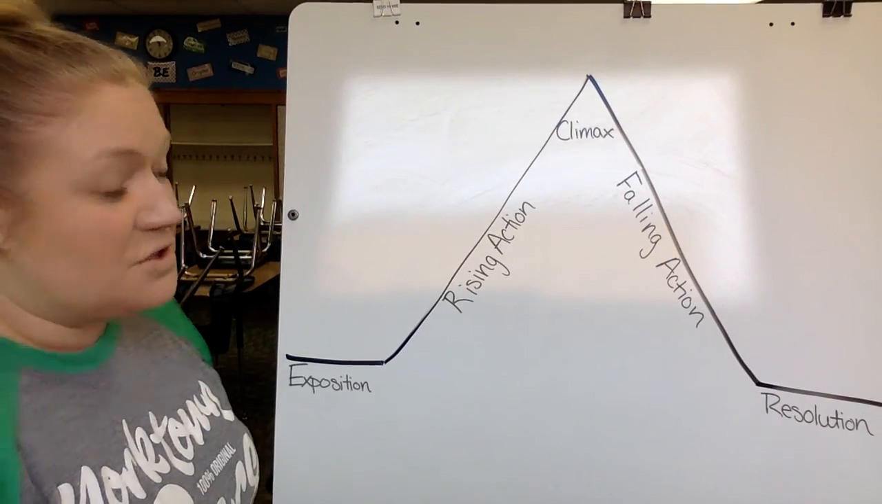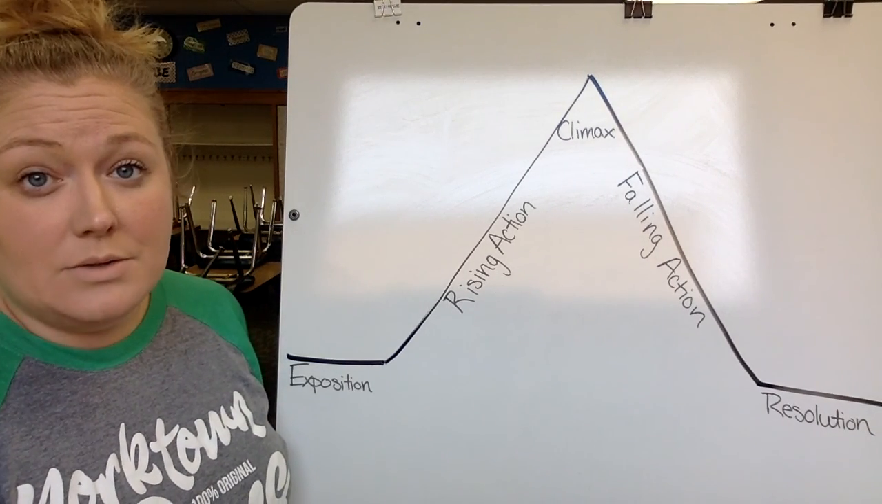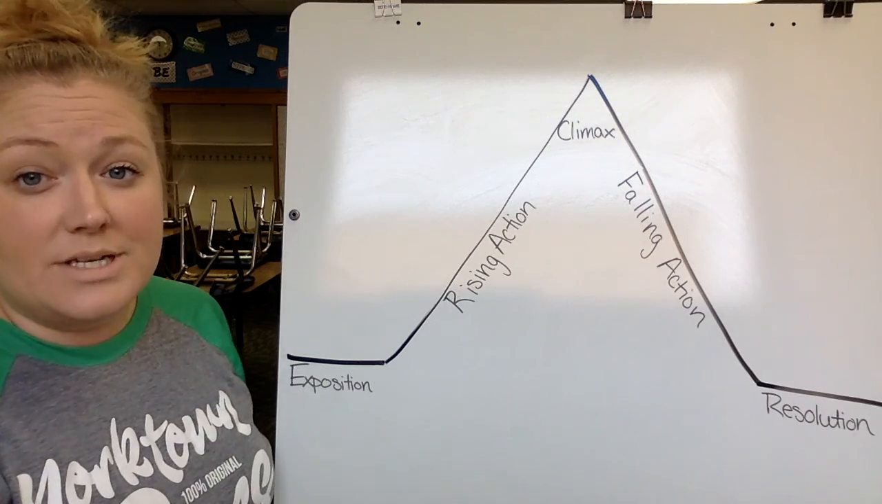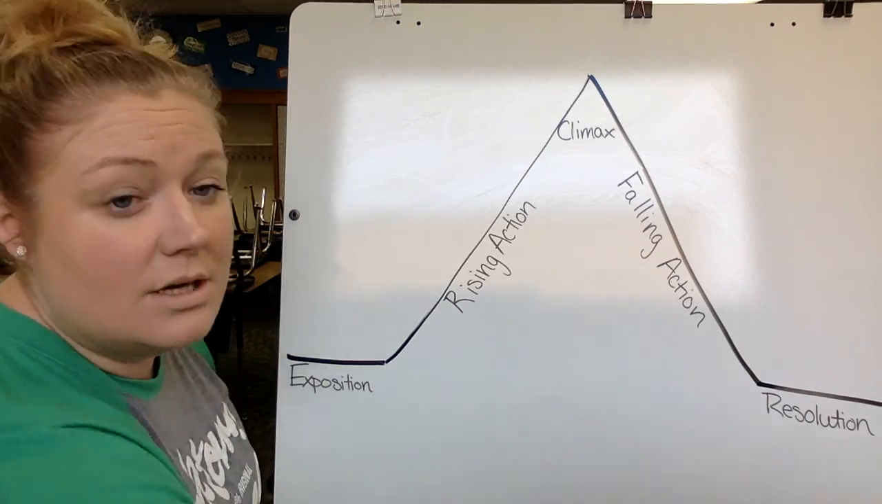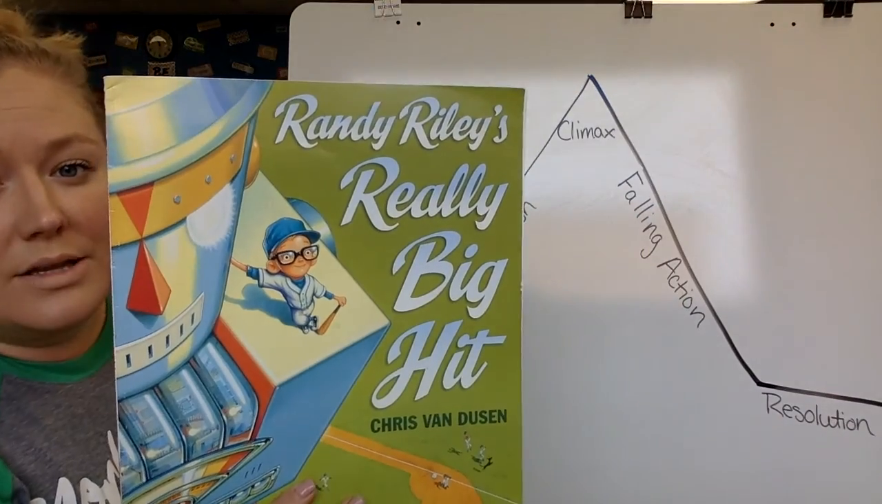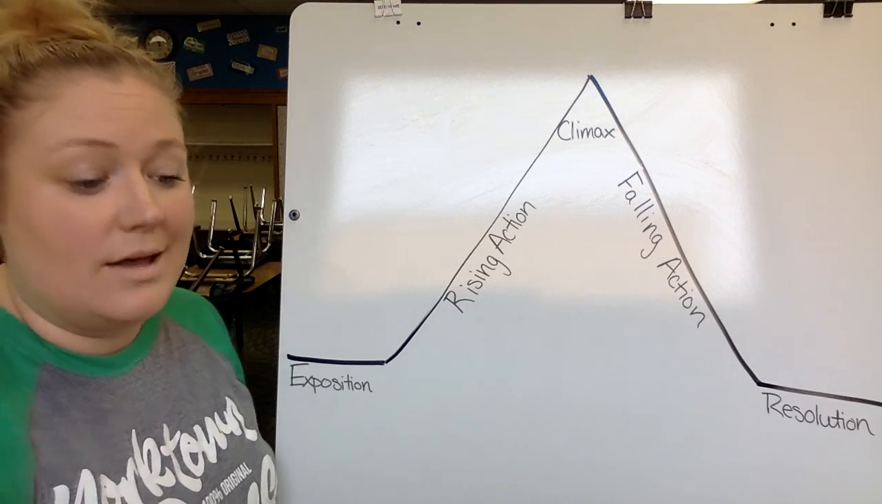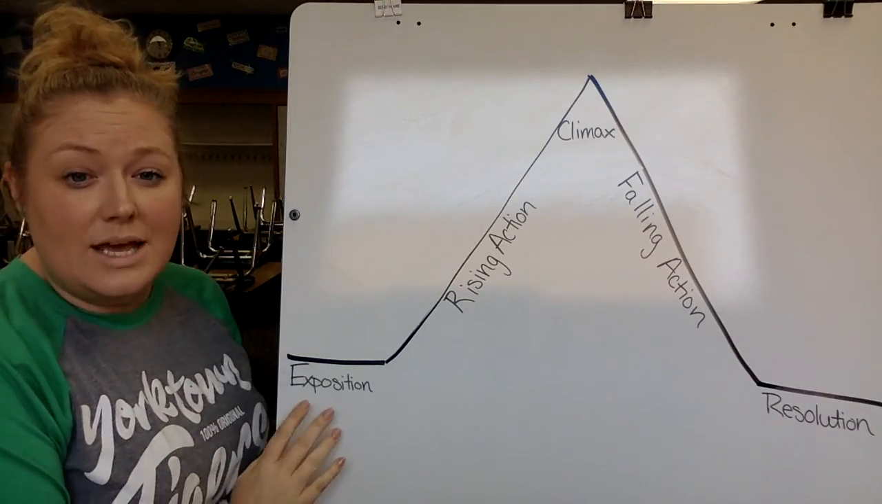So you just learned a little bit about the elements of plot, and we've discussed each one. We're going to discuss them a little bit more, and then we're going to read one of my favorite books, Randy Riley's Really Big Hit, and then we're going to see if we can find these different pieces and elements of plot throughout the book.